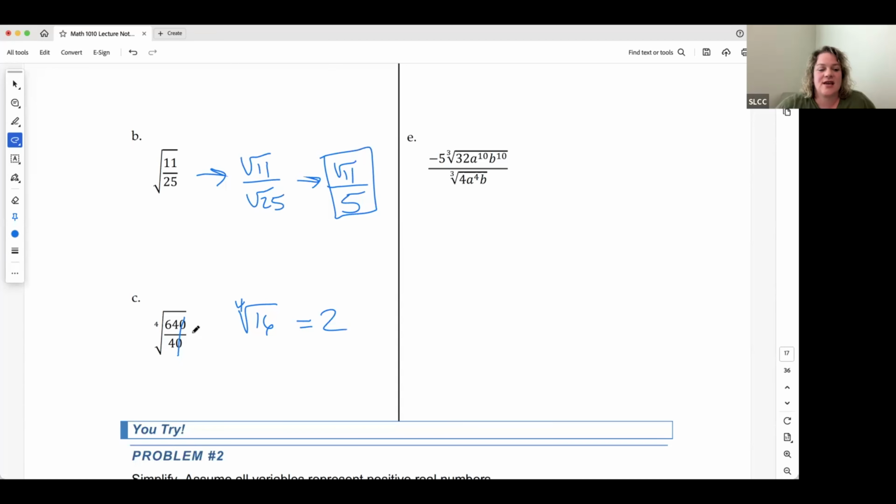That's it, you're done. See how much easier that was than trying to separate it into two separate roots and then going from there? Divide first. Anytime you can make a big number smaller, do it.